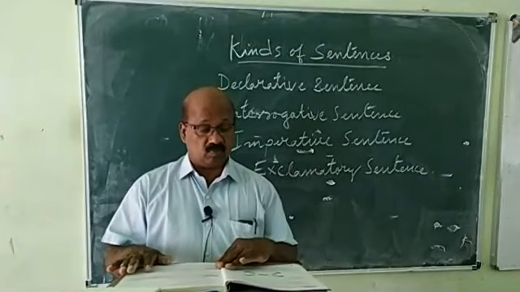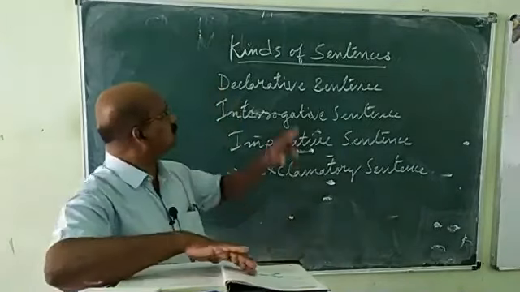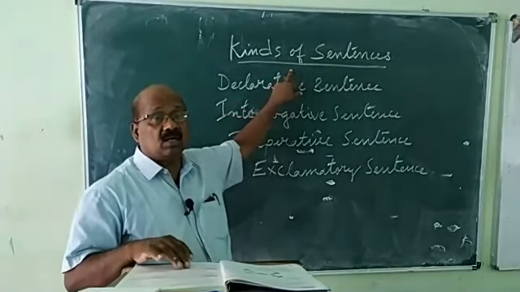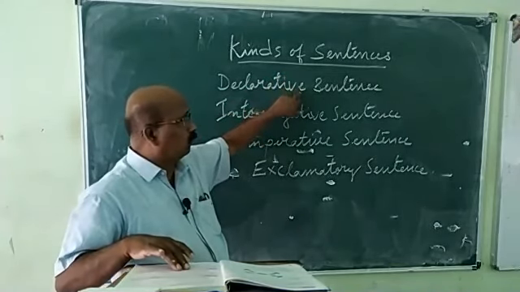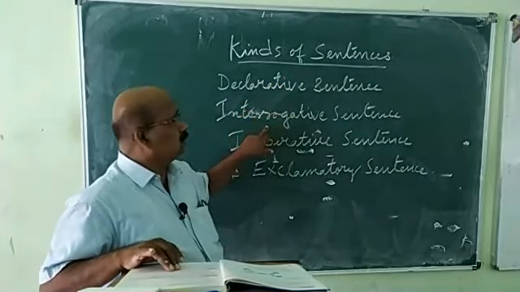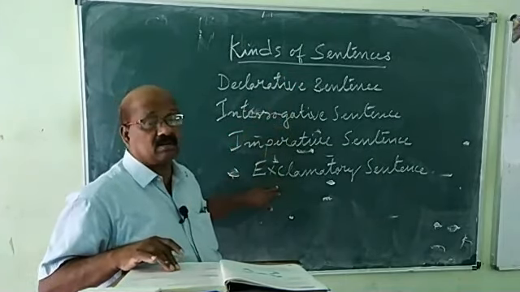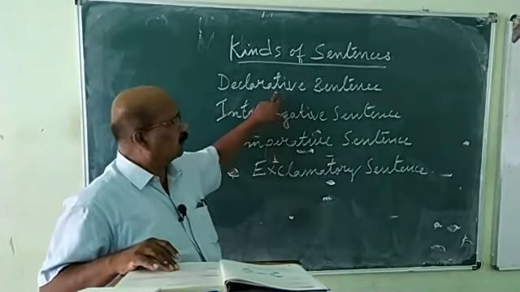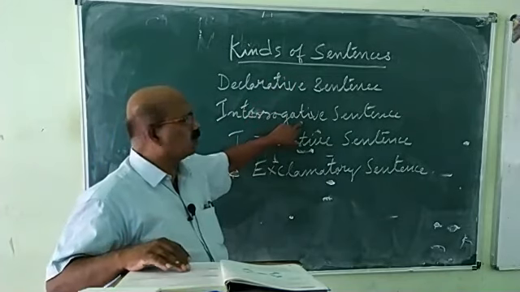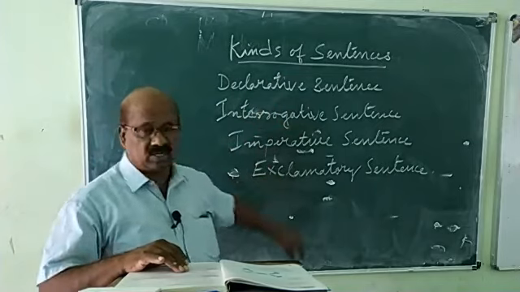Today's portion, we are doing kinds of sentences. So, just look at the board. Kinds of sentences. Sentences are categorized, divided into four. They are declarative sentence, interrogative sentence, imperative sentence, and exclamatory sentence. Once again, declarative sentence, assertive sentence, or informative sentence. Then interrogative sentence, imperative sentence, and exclamatory sentence.